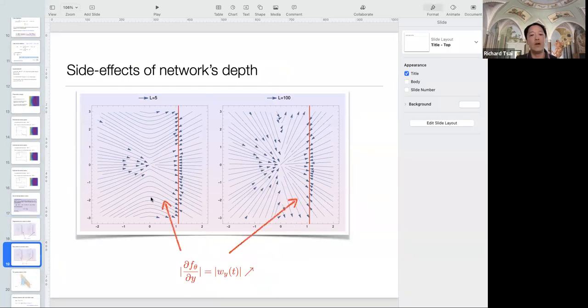And unfortunately, if you initialize in this strip over here, then you will see that there's actually a side effect to the network's depth. The deeper it is, the more your optimized WY would not be optimal, because it will create a large normal derivative for your learned function.